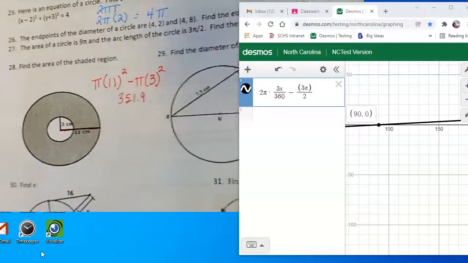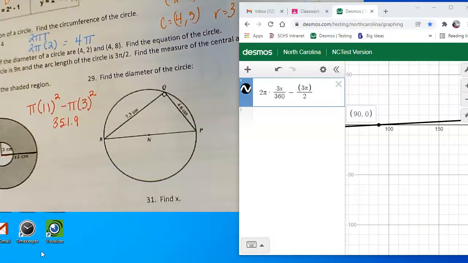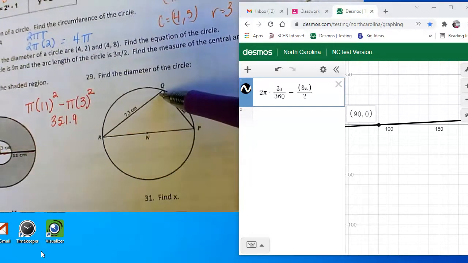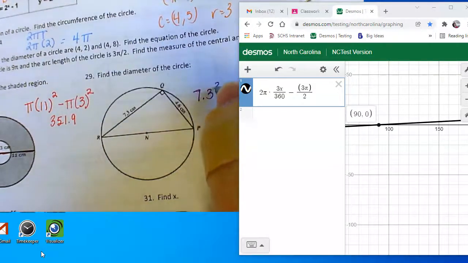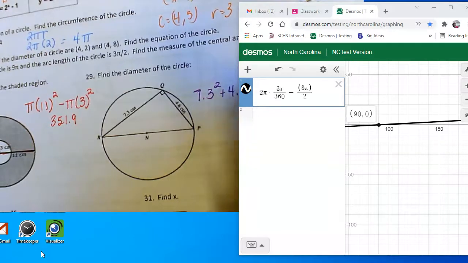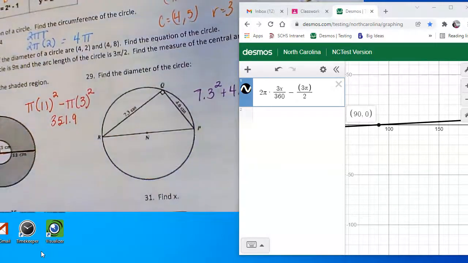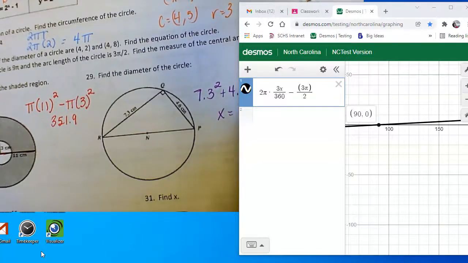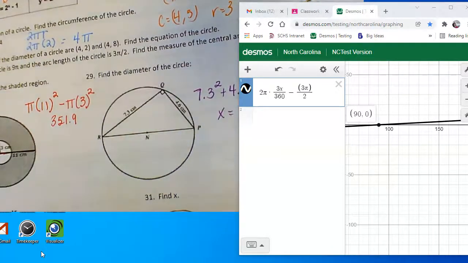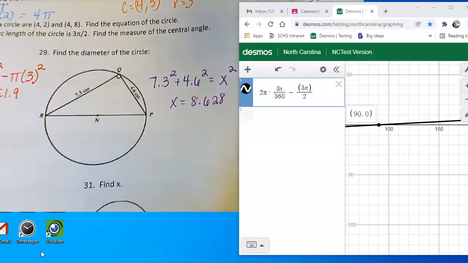Alrighty, next it wants me to find the diameter. And this is some things about the circle that just remind you that you can use Pythagorean Theorem. They've already got our 90 degree there, so I know that Pythagorean Theorem is important. So I just do 7.3 squared plus 4.6 squared equals x squared. And whenever I do that, I'm going to take the square root of the 74.45 to get x, which is 8.628 or something like that. That's fine.